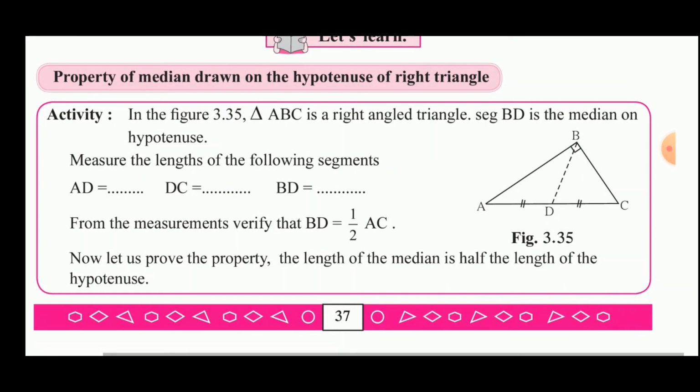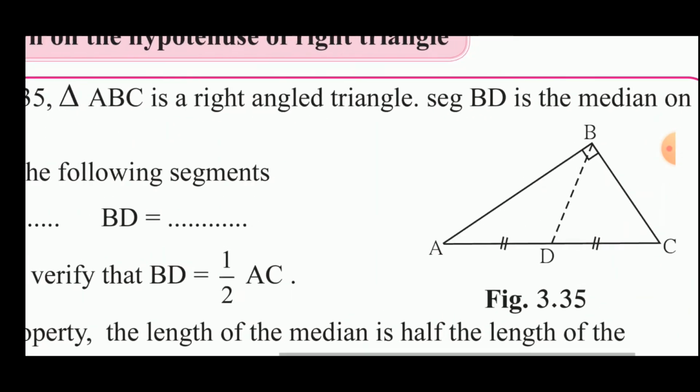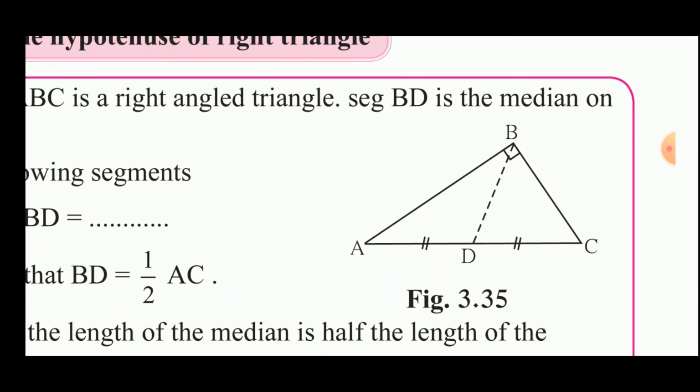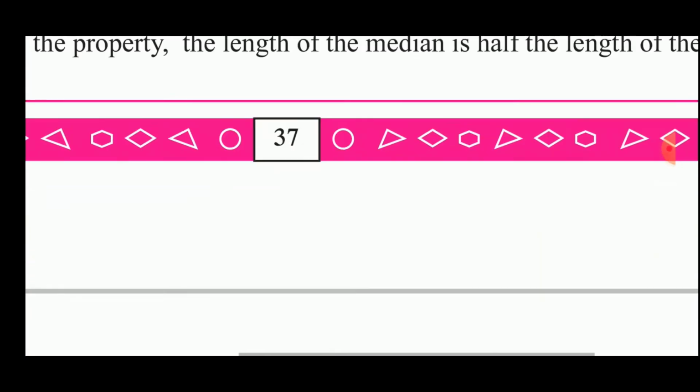Here next we will see the property of the median drawn on the hypotenuse of the right angle triangle. See here in the figure, in triangle ABC, BD is the median drawn on AC. So BD is equal to half of AC, meaning the length of the median drawn on the hypotenuse is half of the hypotenuse. So BD is equal to AD is equal to BC.